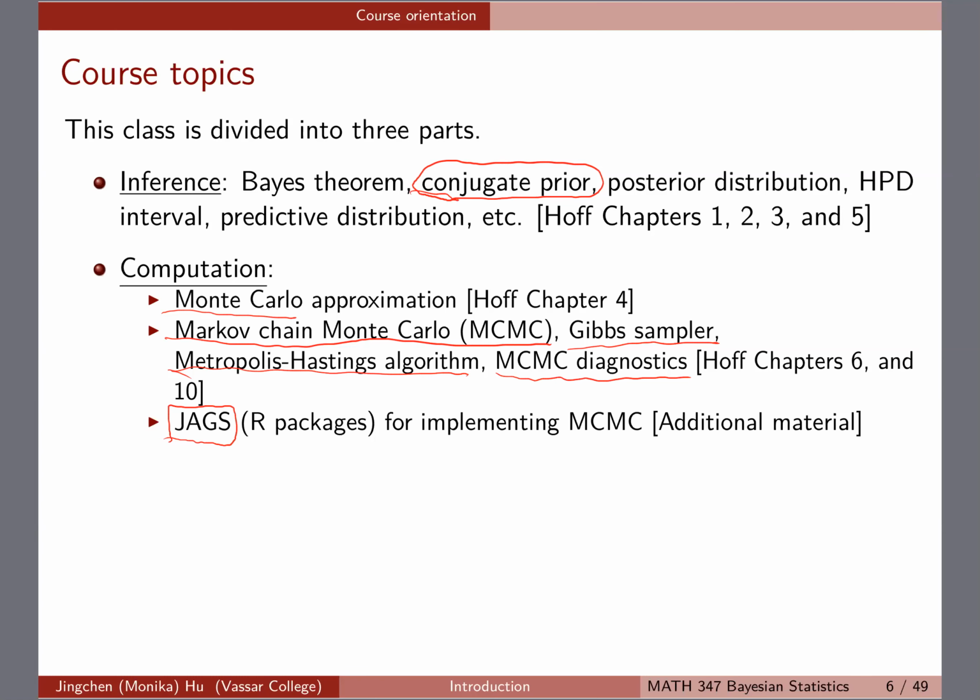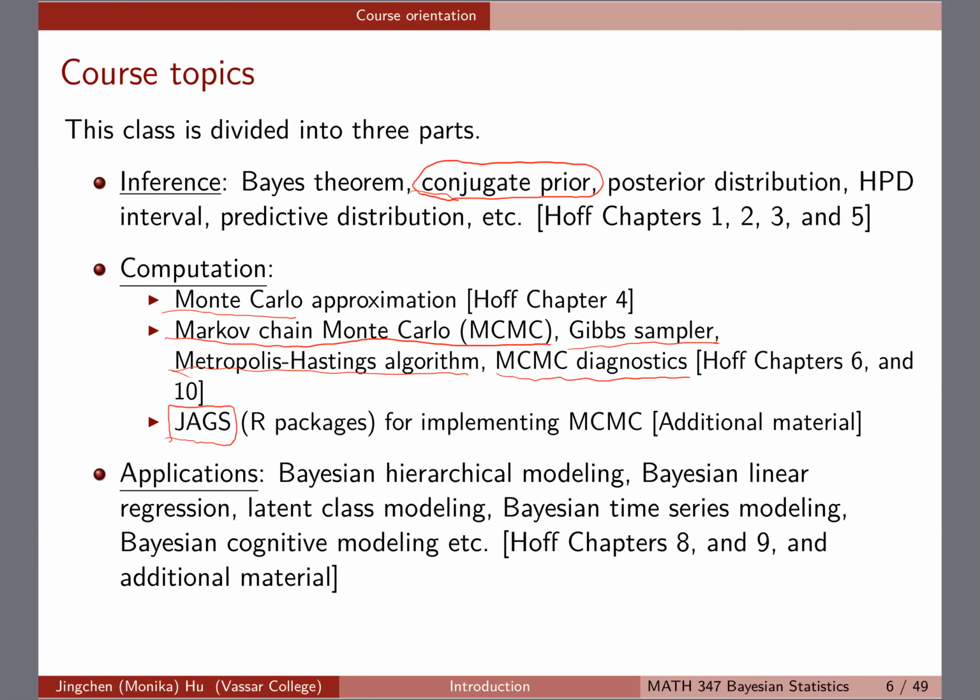So this is the second part, and the third part is applications. Throughout, except for the beginning few lectures about those conjugate priors, where we're using toy examples, later on we try to use real-world examples, trying to solve problems using, for example, Bayesian hierarchical modeling and linear regression from the Bayesian perspective, et cetera. Some chapters are covered based on this, but I'll also provide some additional material throughout.